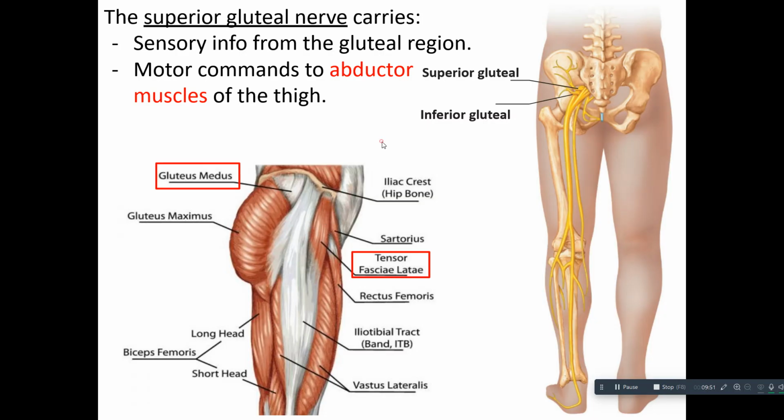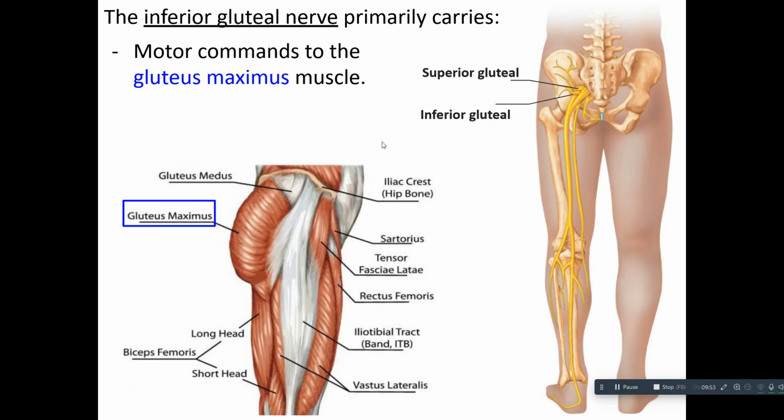Inferior gluteal nerve, on the other hand, is going to go to our large butt muscle, which is, of course, the gluteus maximus. This is a muscle that is a hip extensor. So think about straightening your hip. If you're sitting down right now, your hip is flexed, it's bent. Your gluteus maximus helps you straighten that hip. And it's your inferior gluteal nerve that's doing that.